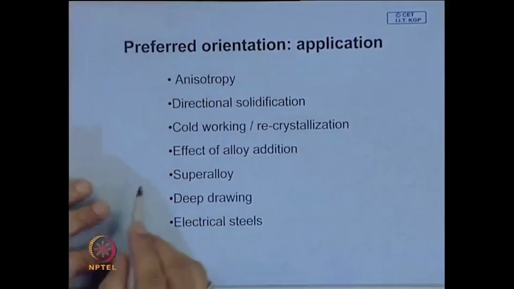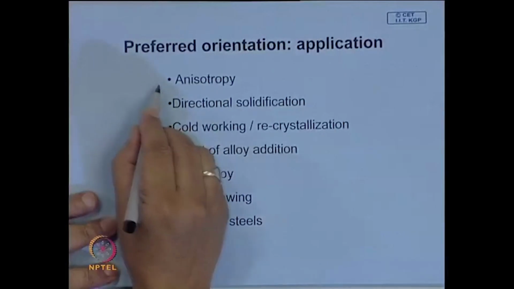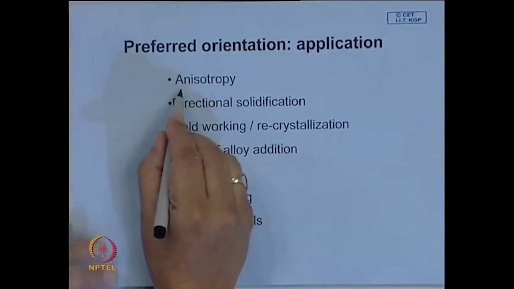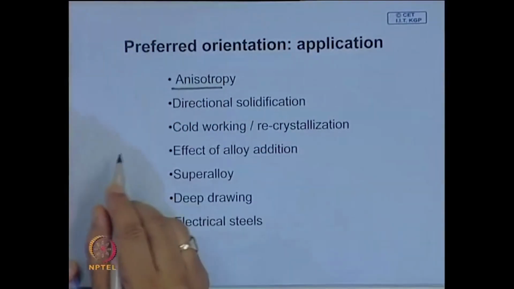In that case, we get certain very specific properties or characteristics, and it is possible to exploit this characteristic in several applications, and we will see some of these. And under this topic, that preferred orientation, that application, what we will look at is, if crystals are not randomly oriented, then it is likely that the properties will not be the same along all directions of the product.